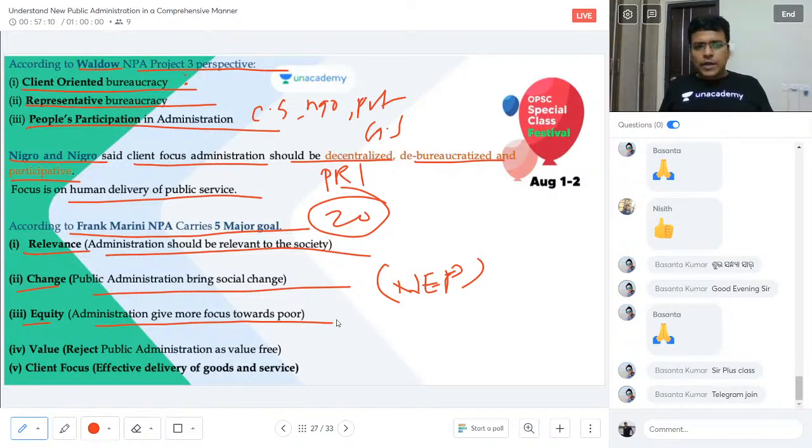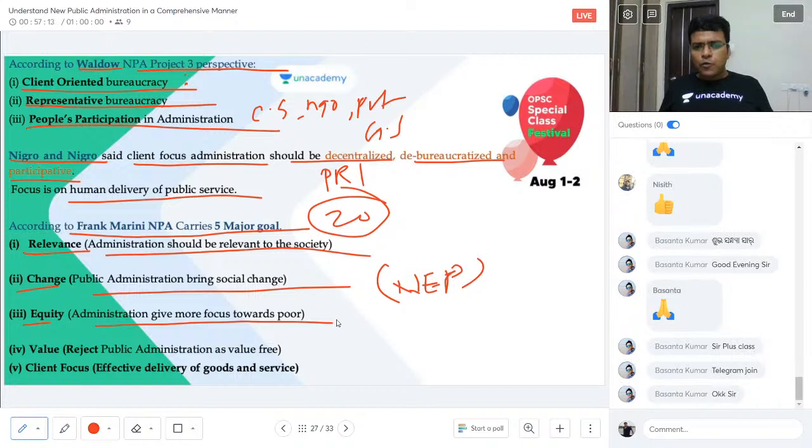Okay, so this is equity. Administration gives more focus towards the poor. Value, same thing. It rejects public administration as value free. Means public administration cannot be value free. It must be value laden. That means you should certainly give more focus to the poorer section of society. And client focus, that means effective delivery of goods and services. Whatever goods and services you are providing, they should be delivered in an effective manner. That is client focus. Okay, client focus society or client focus administration.